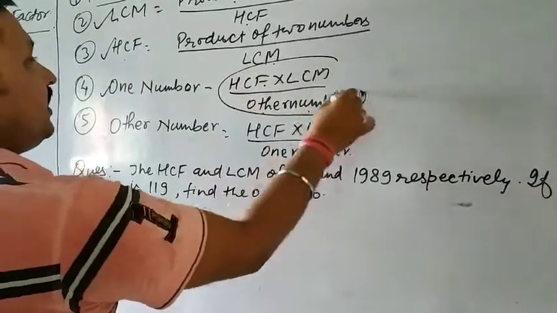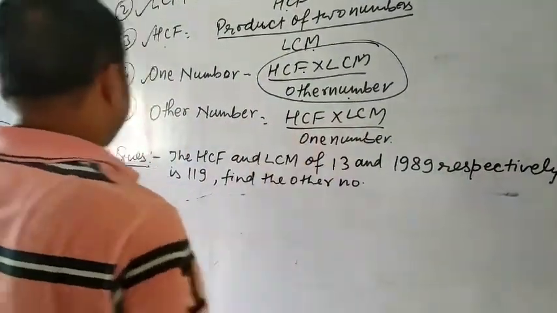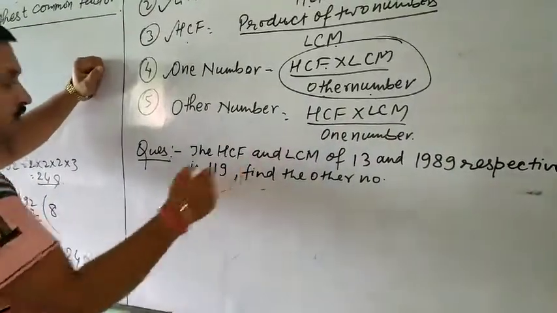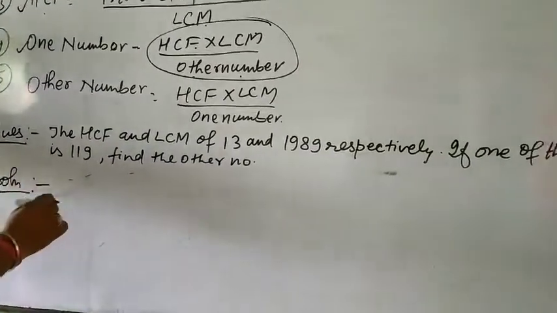To find one number, in the product of 2 numbers, we use the HCF and LCM divided by the other number, which should be given in your questions. The other number is HCF into LCM divided by one number. On the basis of this formula, one question is given here and we can solve it.